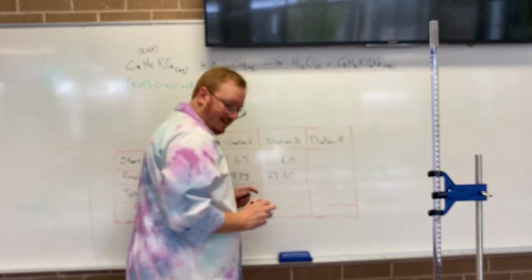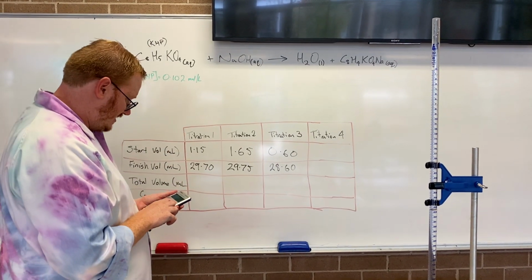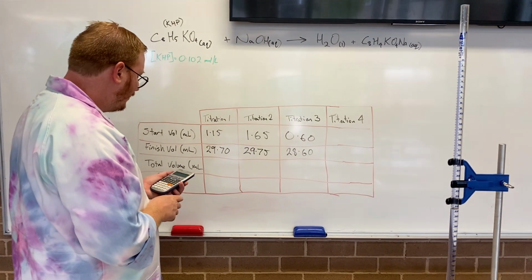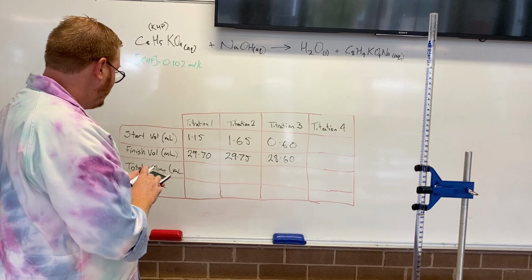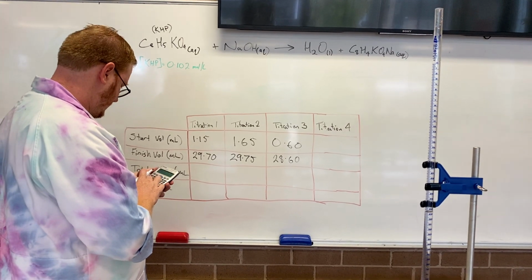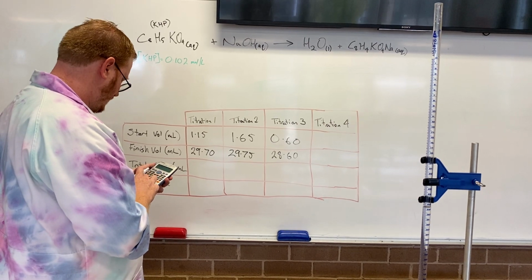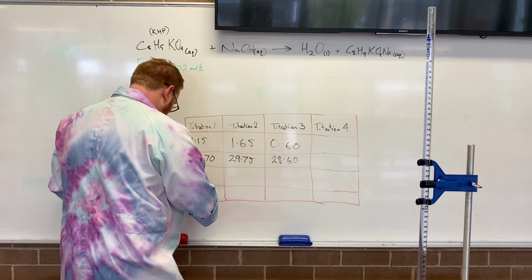What I might do is just quickly put these in my calculator because I haven't got much mathematical brains today, and just make sure and get our final volumes. This will be the point where you decide, do I need to do a 4th titration or more? But let's see how we go. 29.7 minus 1.15, 28.55 mil.